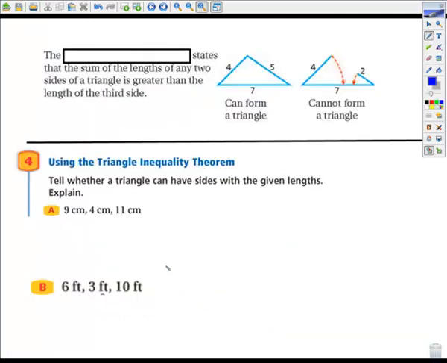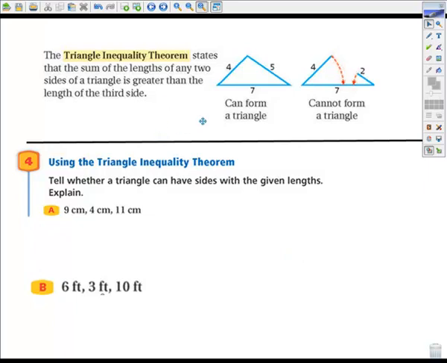Okay. Oh, we've got another fill-in. The blank, the triangle inequality theorem. Important theorem. It says that the sum, which remember means addition, the sum of the lengths of any two sides of a triangle is greater than the length of the third side.